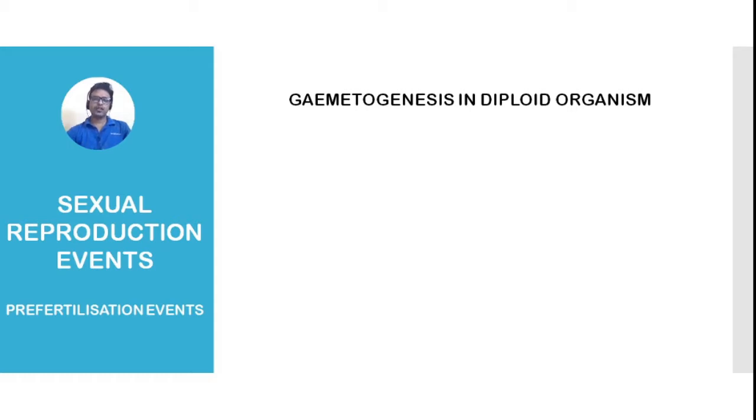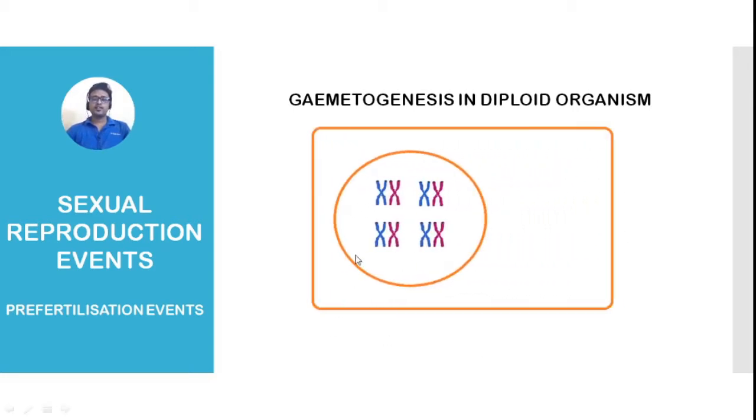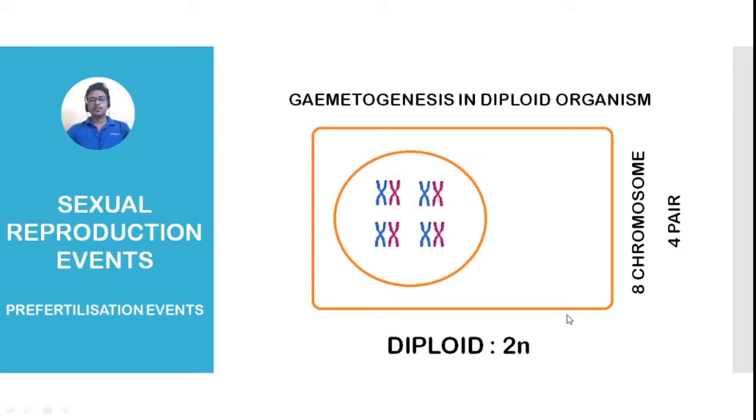Before we start, we have to know what a diploid organism is. You see, this is a cell, this is the nucleus, and outside the nucleus, this is the cytoplasm. Inside the nucleus, you can see there are 8 chromosomes, and these 8 chromosomes occur in pairs. There are a total of 4 pairs. This is a pair, this is another pair, this is another pair, and this is the last pair. When the chromosomes occur in pairs, this is known as diploid condition and it is expressed as 2n. The total number of chromosomes here is 8, so this is 2n equal to 8 condition.